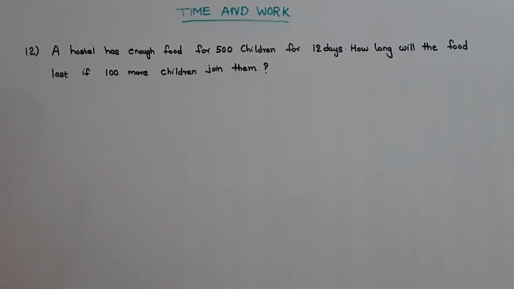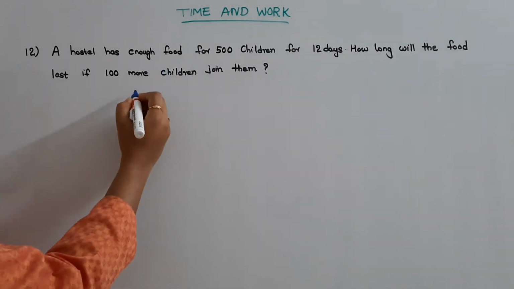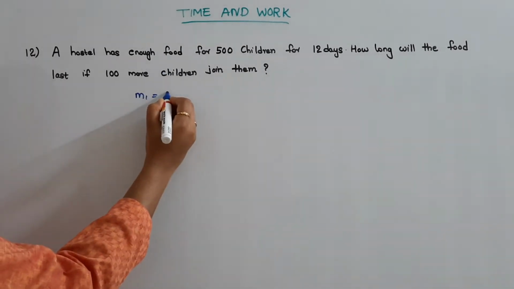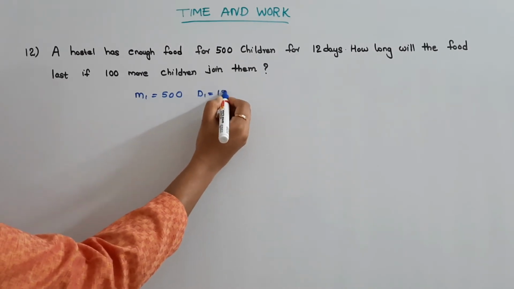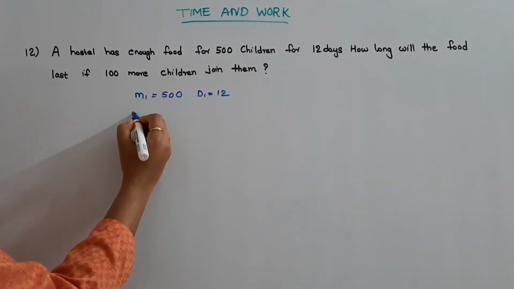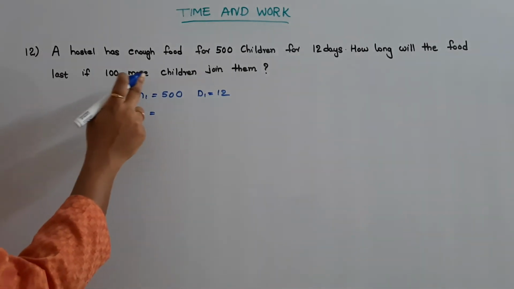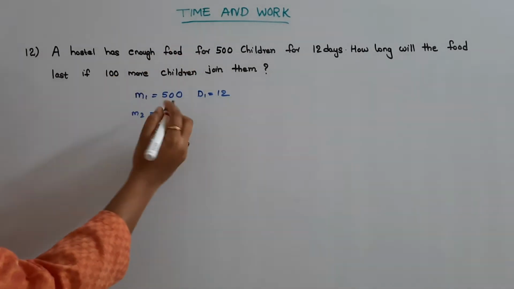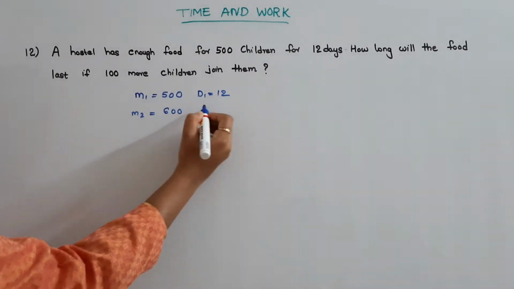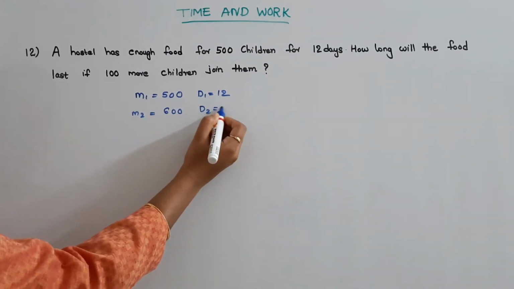This is a similar question to that of the previous one. In this question, they have given that M1 is equal to 500 and D1 is equal to 12 days. M2 is, they are telling 100 more children joined them. Then M2 will be 500 plus 100, that is 600, and we need to find out D2.